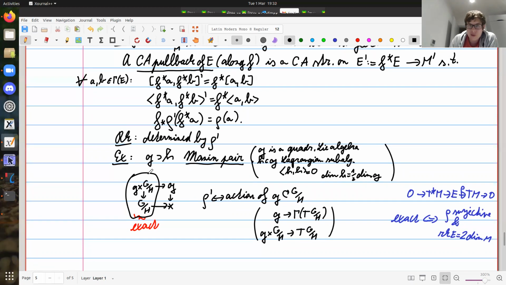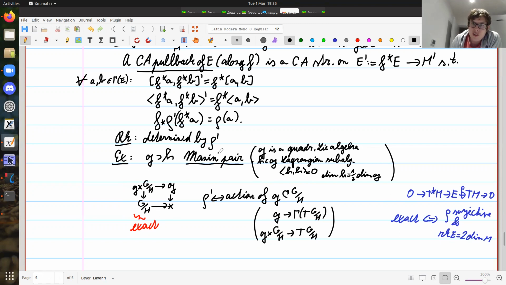And the bracket there will be identified with the bracket on G itself. And if you are interested in... No, sir, where do you use the fact that you take H to be Lagrangian? So the half dimensionality is in here, and the other thing is needed for this to be a Courant algebra actually.